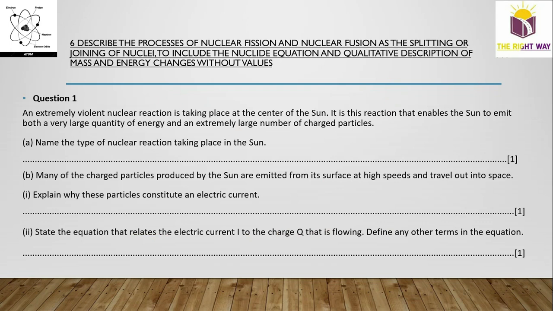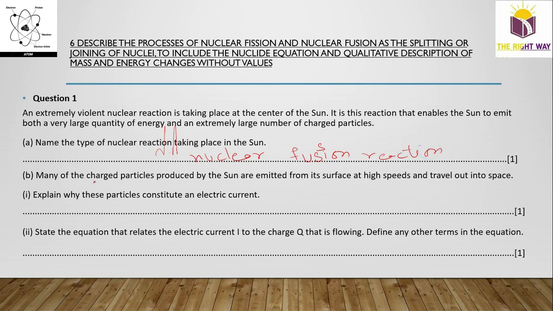Okay, how are questions asked? An extremely violent nuclear reaction is taking place at the center of the sun. It is a reaction that enables the sun to emit both a very large quantity of energy and an extremely large number of charged particles, charged particles like helium nuclei or other particles like protons, electrons. Name the type of nuclear reaction taking place at the sun. We know that it is nuclear fusion reaction.